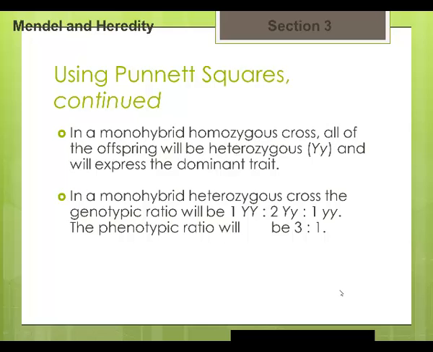In a monohybrid heterozygous cross, the genotypic ratio will be 1 to 2 to 1. So 1 homozygous dominant, 2 heterozygous, and 1 homozygous recessive. And the phenotypic ratio in this case will be 3 to 1. And I've got on the next slide, the picture will help to make better sense of what's inside of this slide.